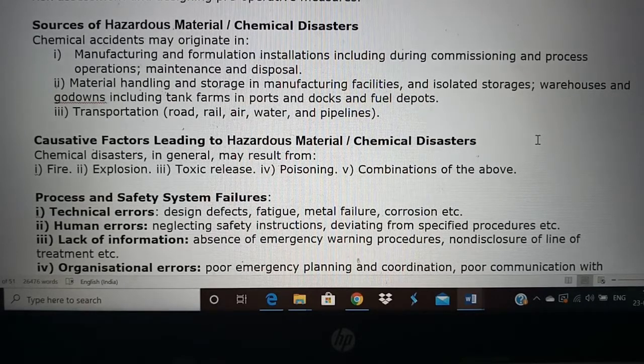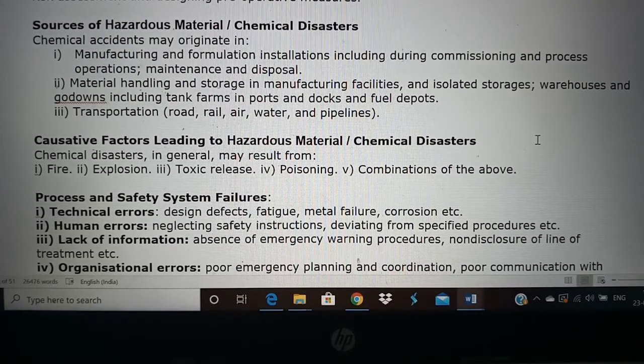So these manufacturing companies and formulation installations, where the chemicals are used, have to use them properly. Then the maintenance of the remaining chemicals has to be done properly, and the disposal has to be done properly. Other than this, whenever people are handling or storing chemicals, they have to store them properly.